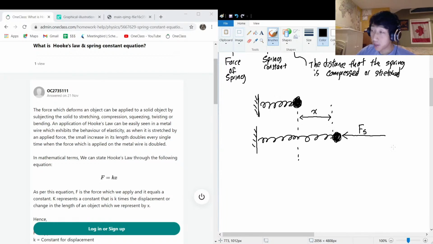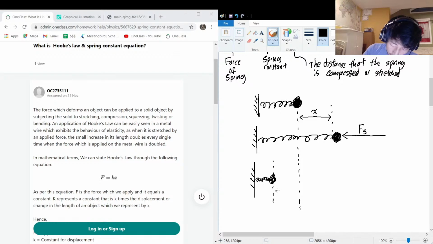Now, if we were to compress the spring, maybe looking something like this, we would see that this distance is, let's call this x1 and call this x2. And we can see here that the force would be this way. Fs, trying to return to its unstretched natural spring position.